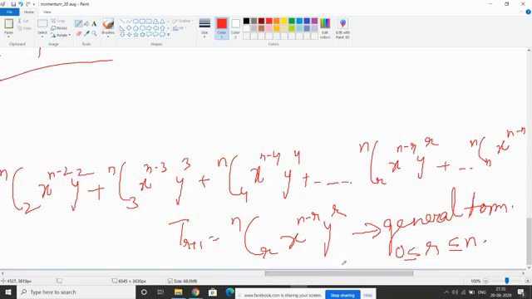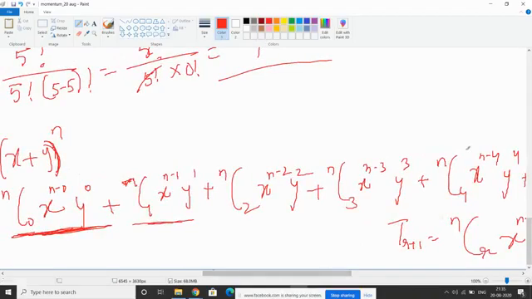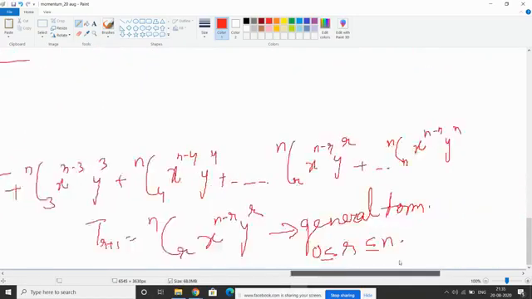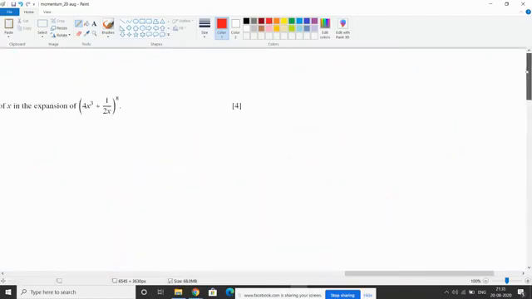When r is 0, it's the first term. When r is 1, that's the second term. When r is 2, that's the third term. Okay, so r goes from 0 to n. That's why we have a total of n plus 1 terms, because from 1 to n is n terms and 0 as well, so that will be n plus 1. Yeah, so this is very important. Let's solve some questions based on it.